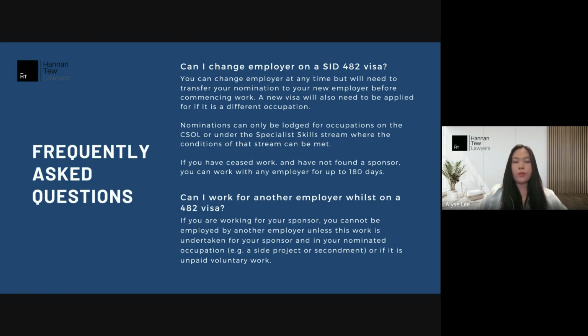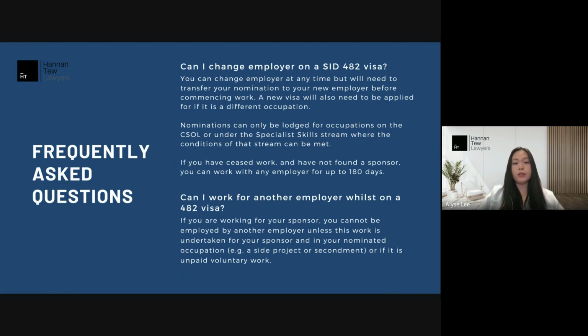Another question we usually get is, can I change employer on a SID visa, and what happens? Yes, an applicant or an individual can change employer while they're holding a 482 visa at any time, but they will need to transfer their nomination to their new employer or sponsor before they start work. A new visa will also need to be applied for if they will be working in a different occupation to what has been approved on their current visa.